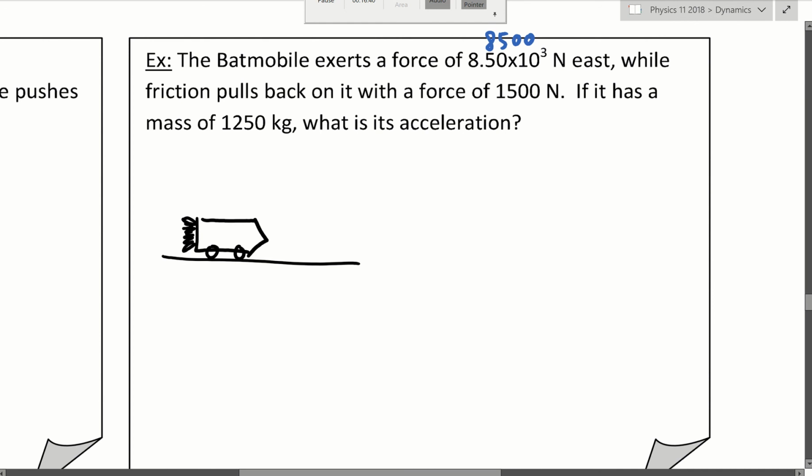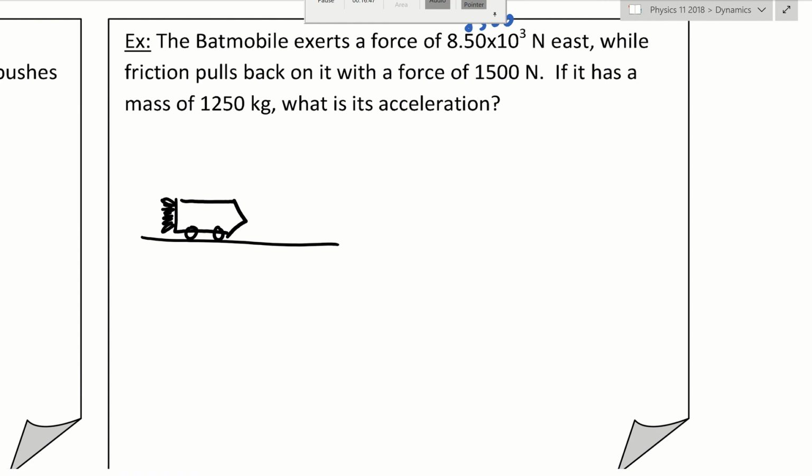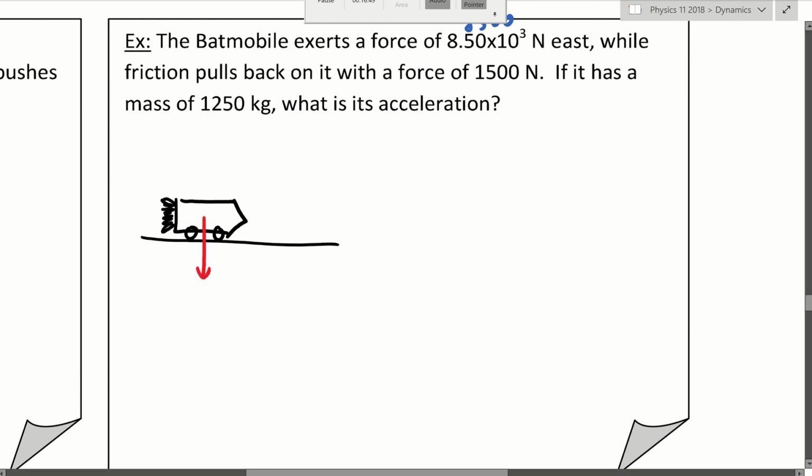Okay, so now a couple of things we know, which is that force of gravity and normal force are paired.